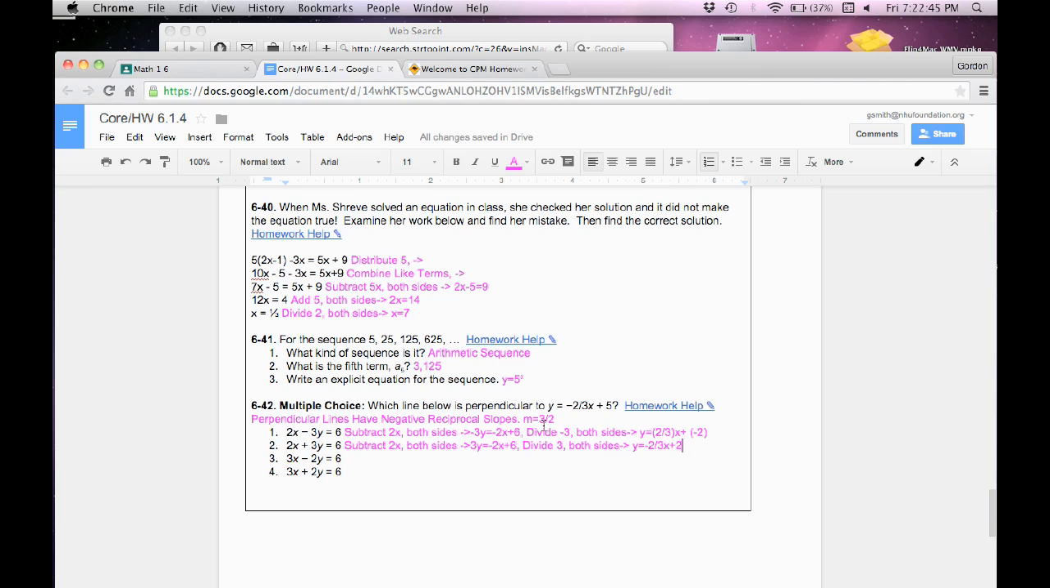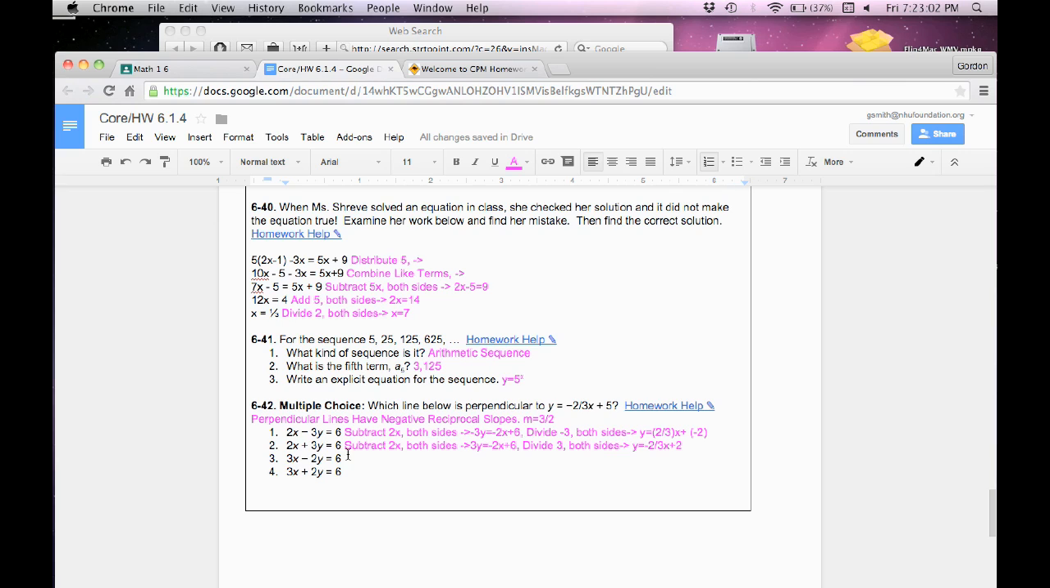And that still doesn't work. We're looking for positive 3 over 2, so this one actually has the same slope as the original one, so this one would actually be parallel to this line. They'd be parallel because they have the same slope. Lines with the same slope are parallel. We're looking for perpendicular. Again, perpendicular slopes are negative reciprocals of each other.